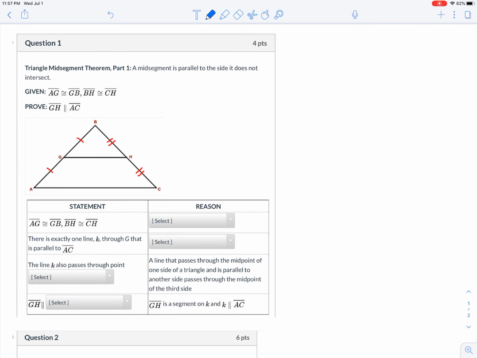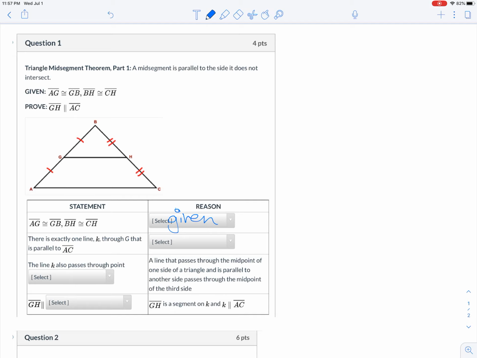The midsegment, a beautiful feature of a triangle, is parallel to the side it does not intersect. All right, so we got this midsegment here is constructed, and then by definition, it's got congruent segments on both sides.